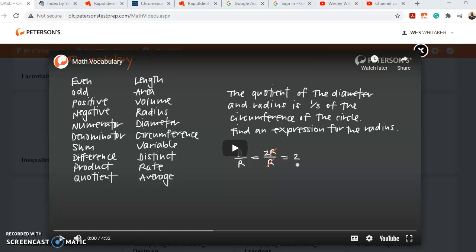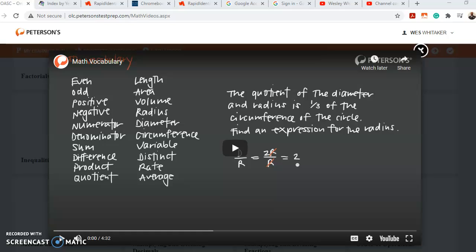Good afternoon. My name is Major Wes Whitaker, and today I'm going to talk about a website that's new to me called Mathisfun.com. If you look at my screen, you'll see several math vocabulary terms.